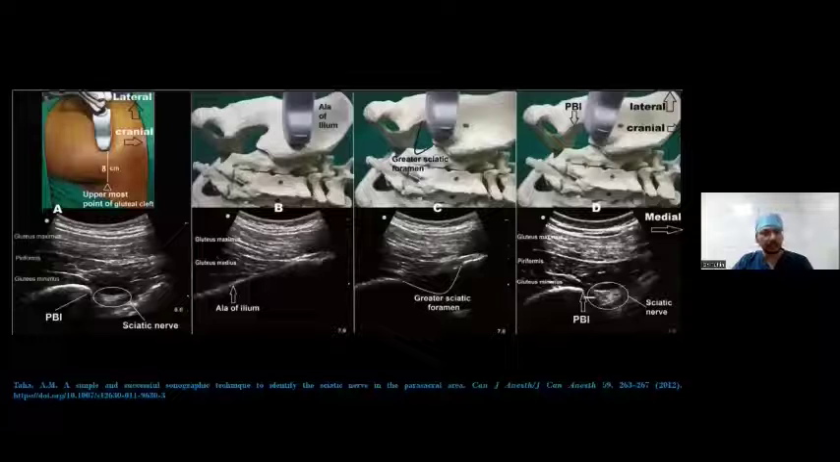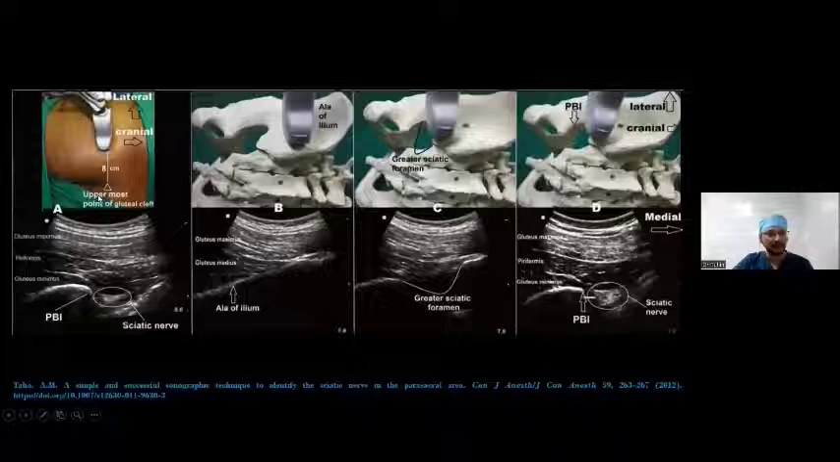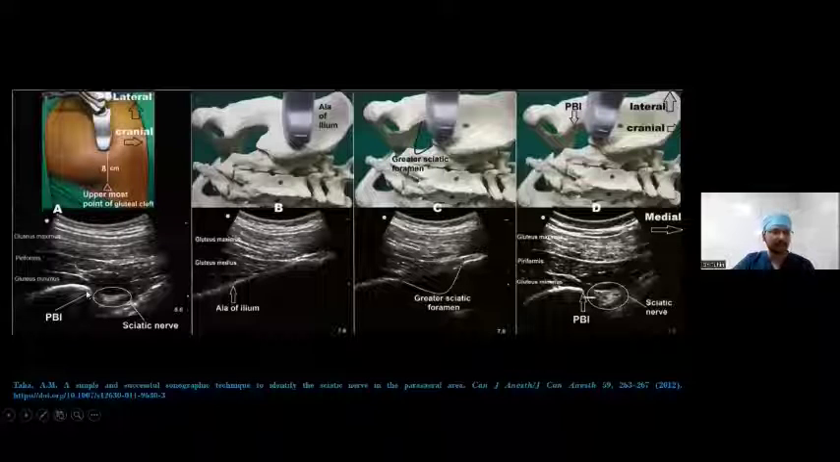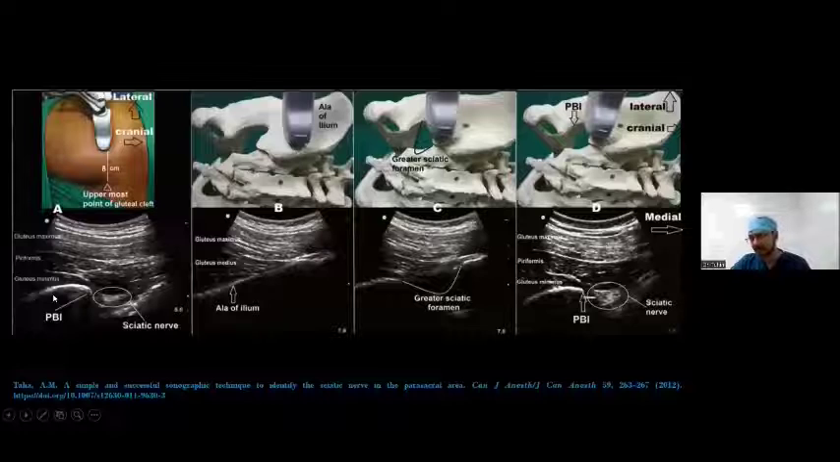So in Taha's approach, the point is taken 8 centimeters lateral to the uppermost point of the gluteal cleft, and the medial part of the probe is placed there, and then look for the sacral plexus or the sciatic nerve. The most important landmark here is the posterior border of the ischium. This has a typical curvature.